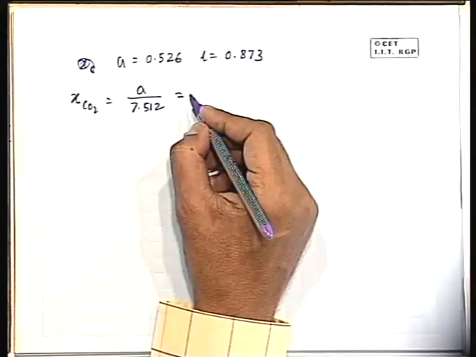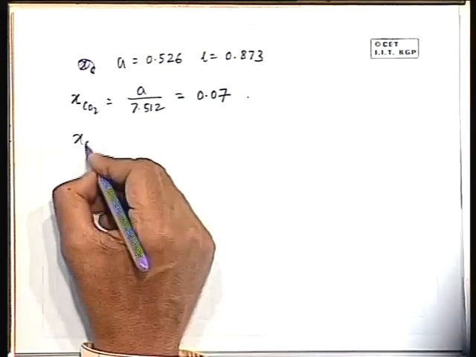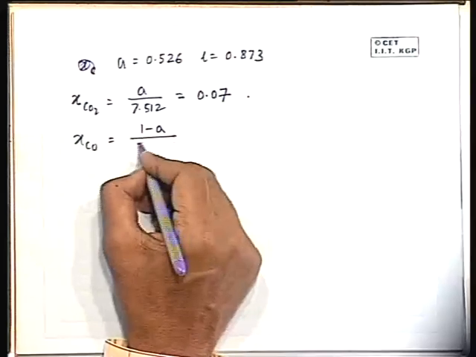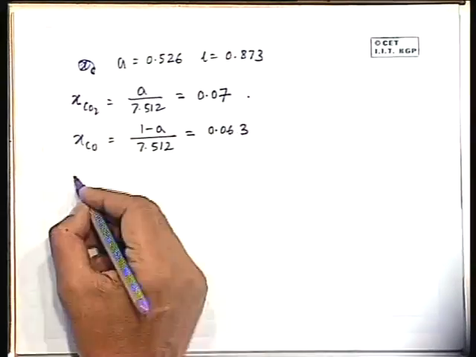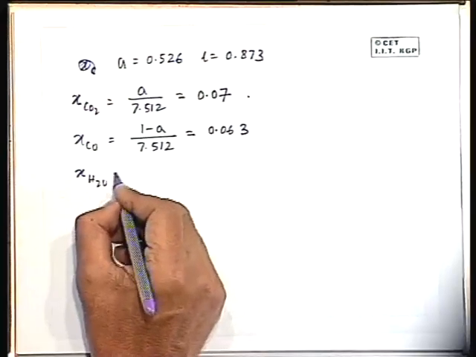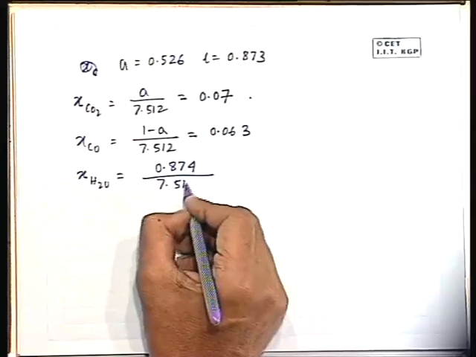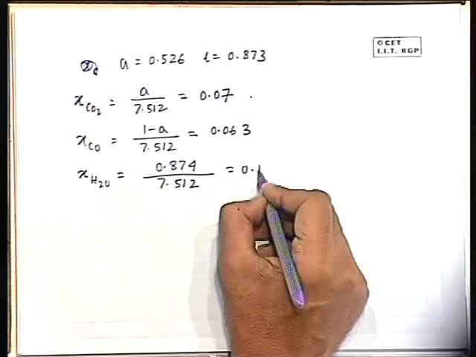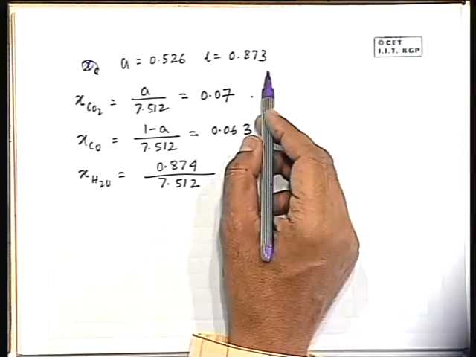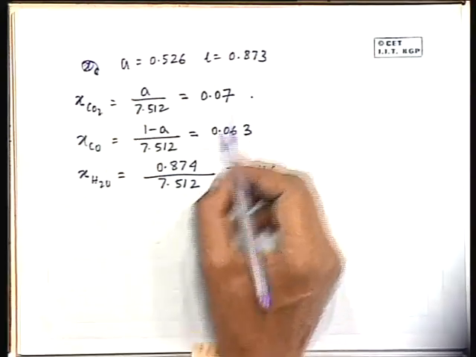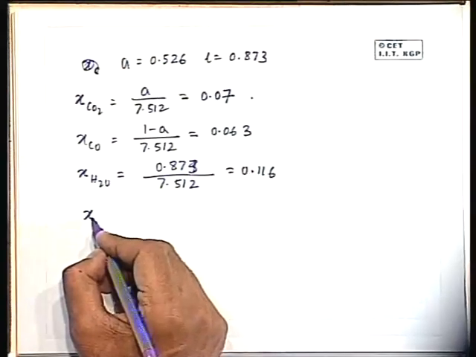What is X CO2? I do not know whether my calculations are correct or not. X CO is 1 minus A by 7.512, which comes to 0.063. Now X H2O is equal to 0.873 divided by 7.512, which is 0.116. I had written 0.874, but it is 0.873. I have written B.